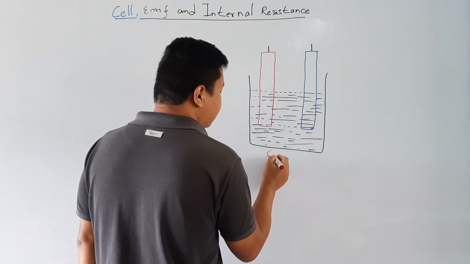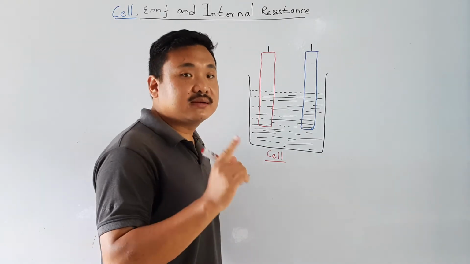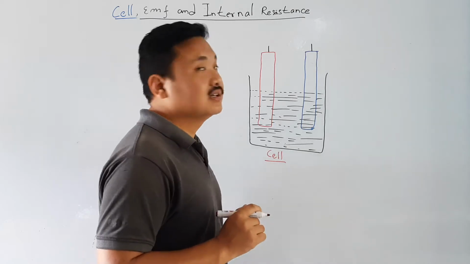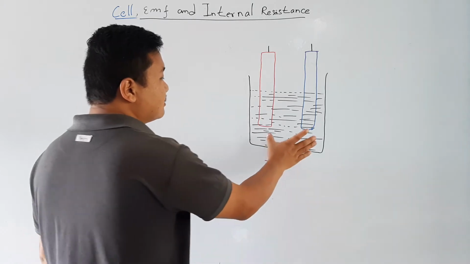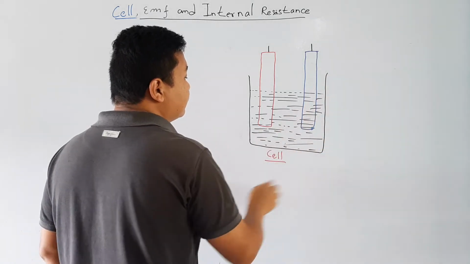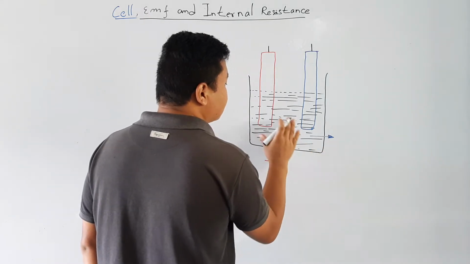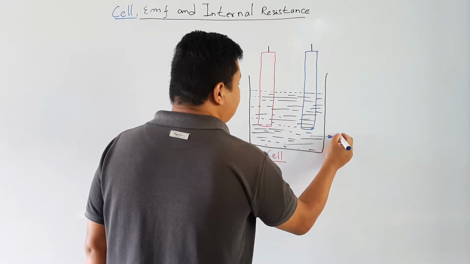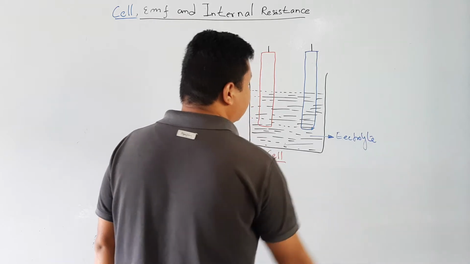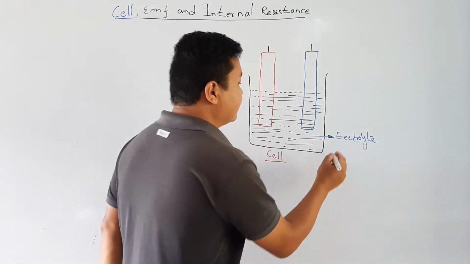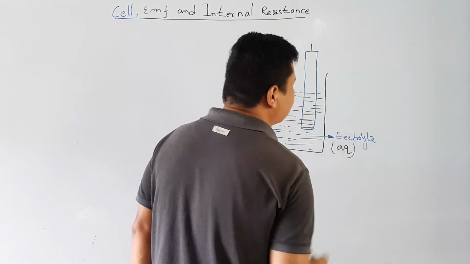So this is my cell, and we know that a cell is a device which maintains the potential difference between 2 points in an electric circuit. So this is my cell, a container in which I have an electrolyte. Inside this, all this is my electrolyte solution. It is in aqueous form.